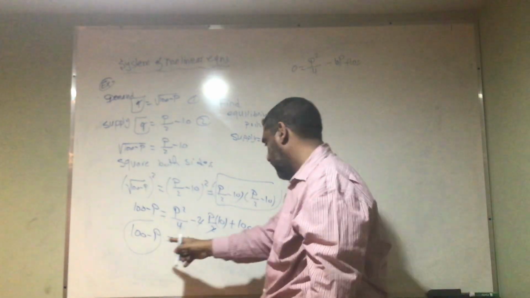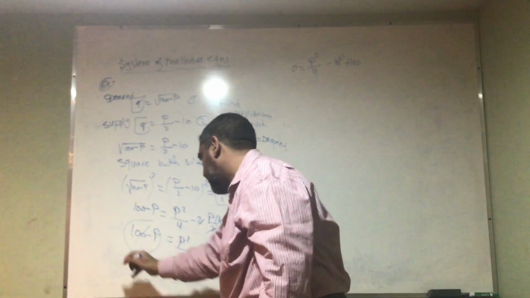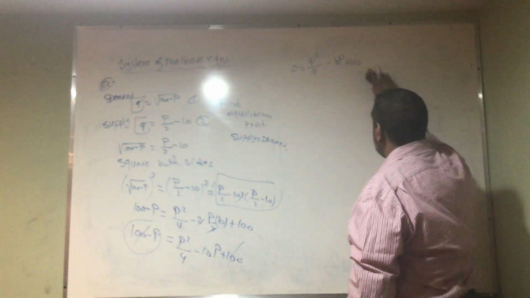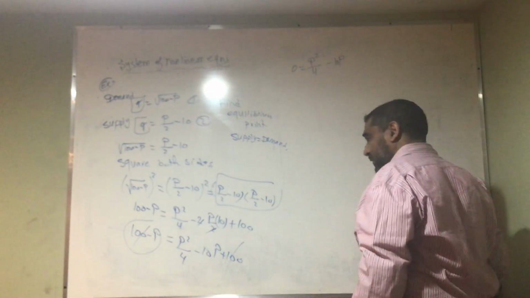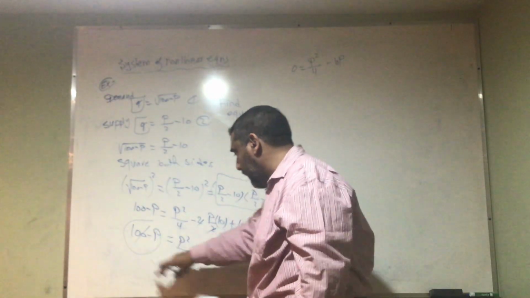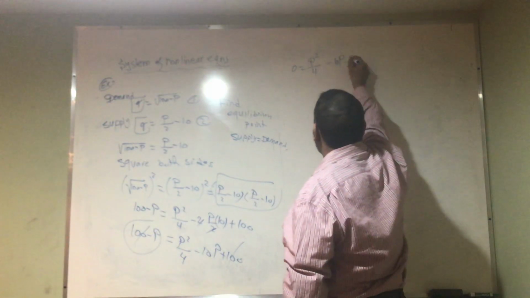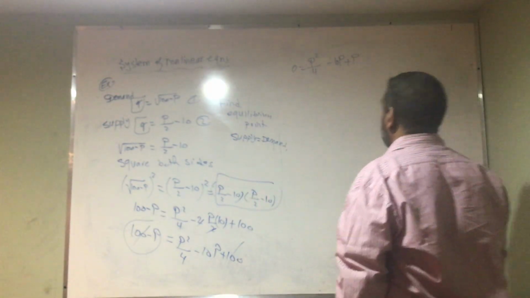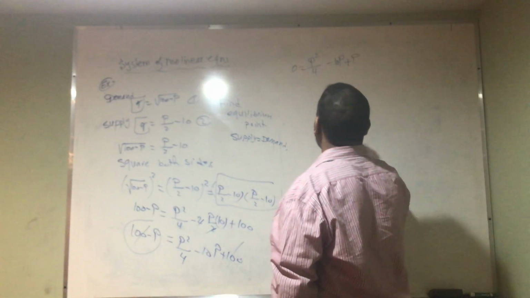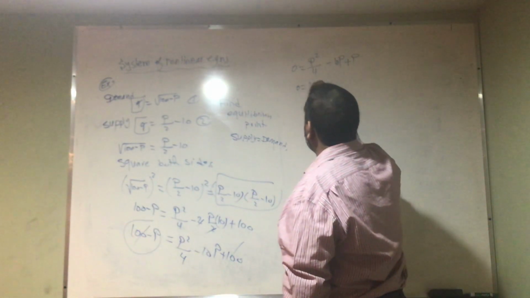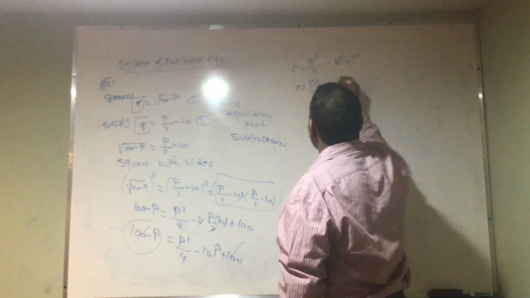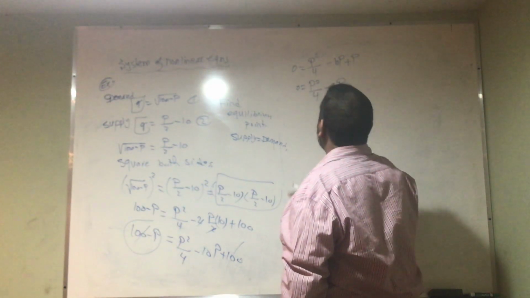Look what you have, guys: 100 here cancels with 100 here. So what do you have left? Minus P. When I take minus P to the right, you get plus P, and minus 10P remains. So I simplify this. You have 0 equal P squared over 4 minus 9P. Minus 9P equals 0, right?